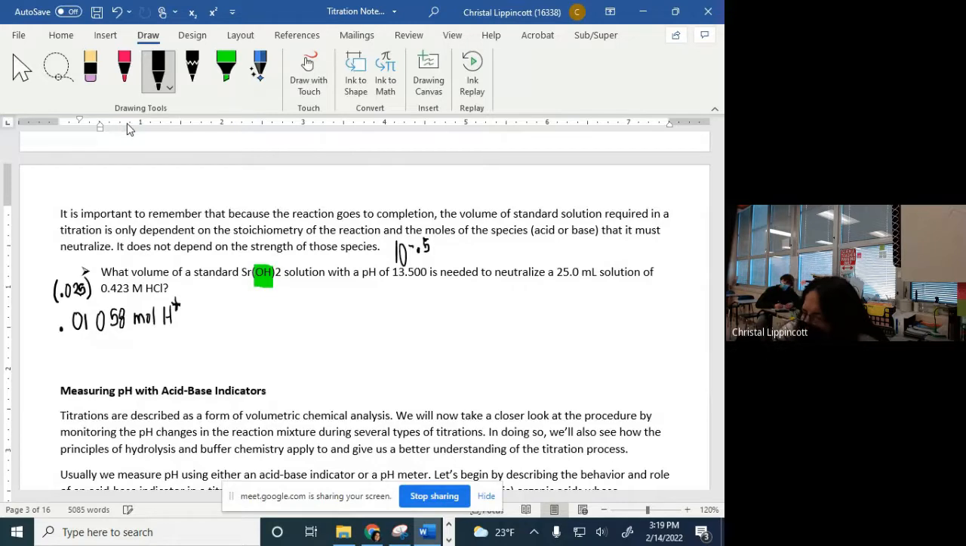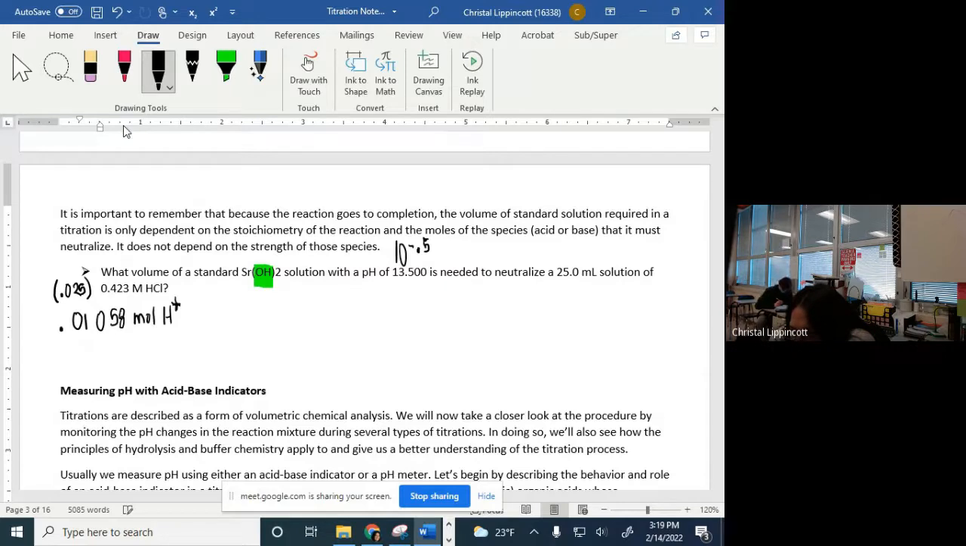Can't you do 0.010 or 0.0106? Do you want us to use that many sig figs? I kept that many because they had a lot up here. Okay. All right, so that's my moles of H plus, right?